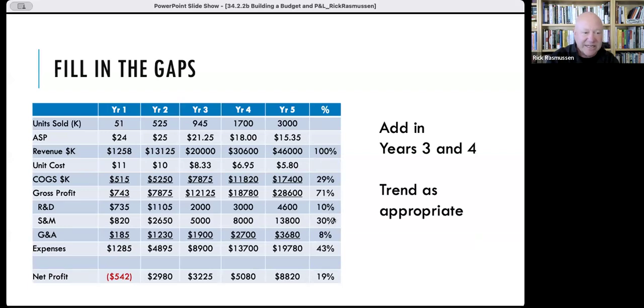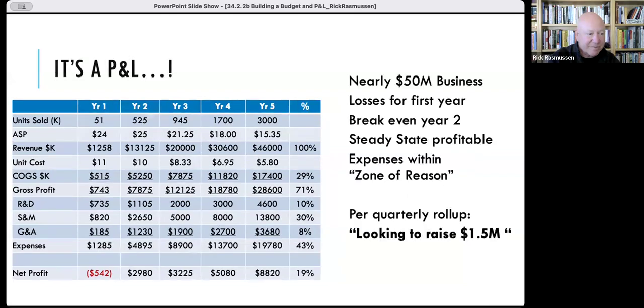I'm at the low end of R&D. I'm in the middle of marketing and sales. I'm at the low end of G&A. And I'm done. So there you go. It looks like a wall of numbers. It is. But now, because you've built it, you understand exactly what's going on. And you'd say it's a $50 million business. I break even during year 2. I'm profitable. And my expenses are within industry standards.